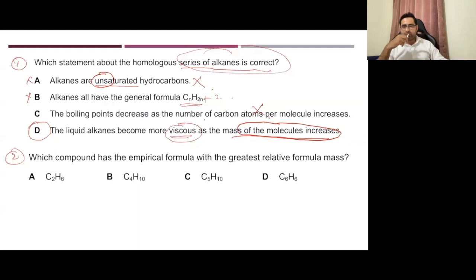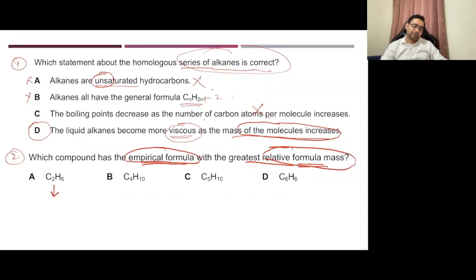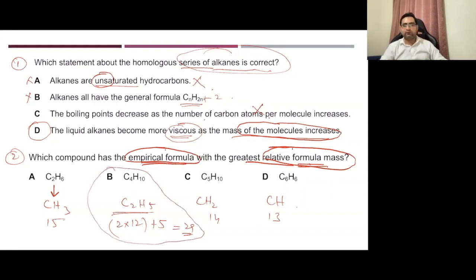Nail Amir, sorry, we cannot do extraction of metals because of shortage of time. Now, which compound has the empirical formula with the greatest formula mass? In this question, he's asking you about two concepts: empirical formula and the greatest formula mass. First of all, you will find their empirical formula. The empirical formula for this is CH3. This is C2H5. This is CH2 and CH. Now, this compound C2H5 has the greatest empirical formula mass, which is 2 multiplied by 12 plus 5. So this is 29. This is 13, 14, and this is 15. So your answer is B. First of all, you get the empirical formula for all these compounds, and then you find their mass.